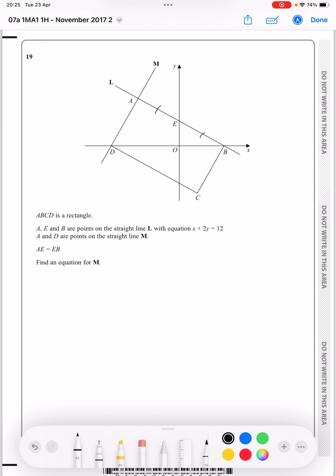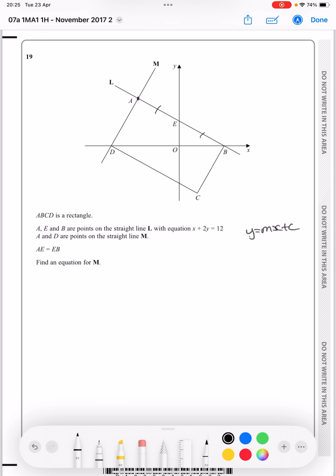The first thing is this is about perpendicular lines because I've got a rectangle. So for me, the key point here is to actually work out the coordinates of A, find the gradient of the line L, find the perpendicular for the line M, and apply the coordinates of A to get an equation for M. So first of all, I'm remembering that y equals mx plus c.